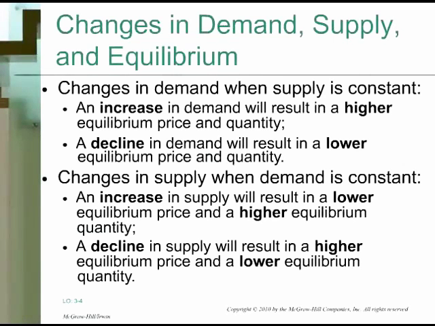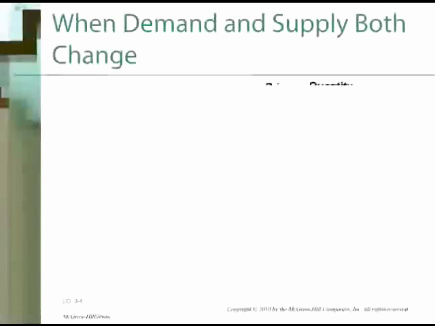Changes in supply when demand is constant. An increase in supply will result in a lower equilibrium price and a higher equilibrium quantity. A decline in supply will result in a higher equilibrium price and a lower equilibrium quantity.